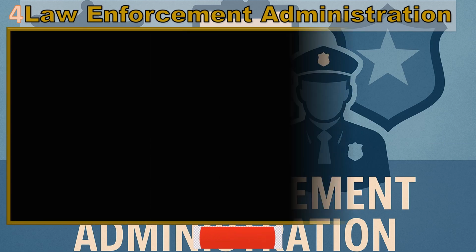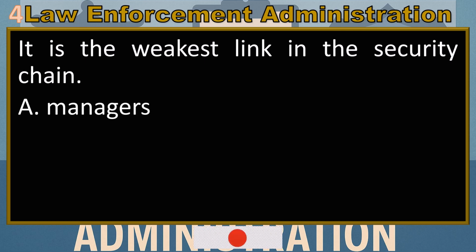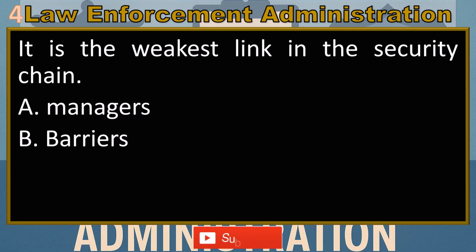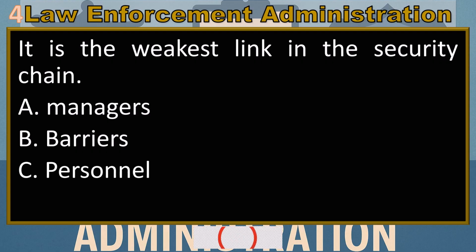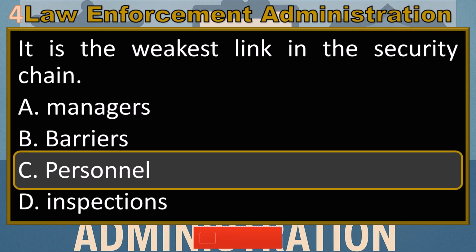It is the weakest link in the security chain. Letter A: managers. Letter B: barriers. Letter C: personnel. Letter D: inspections. In the next 5 seconds, select the best response from the available options. 5, 4, 3, 2, 1. The letter of the correct answer is C: personnel. As on the given choices, the weakest link in the security chain could be personnel.